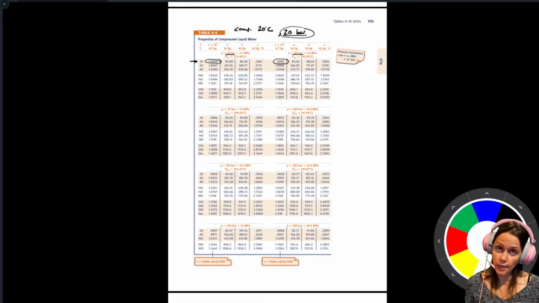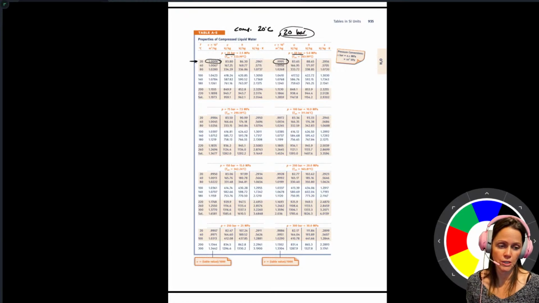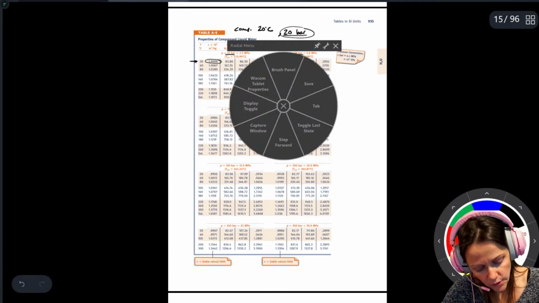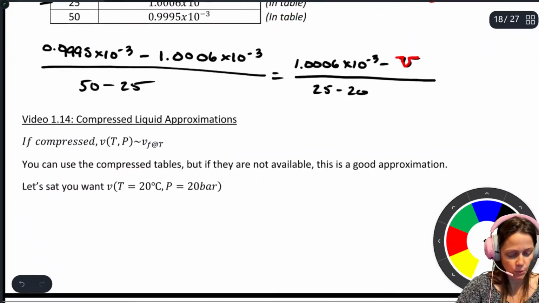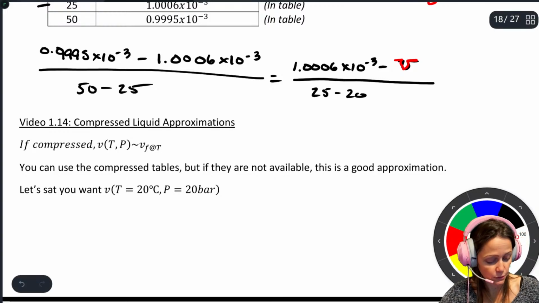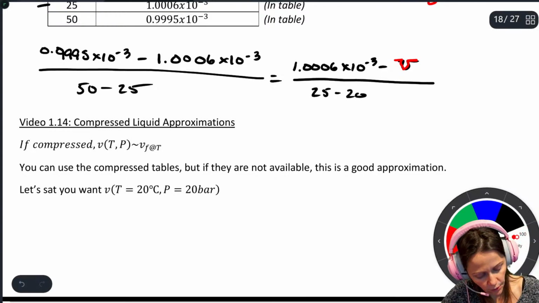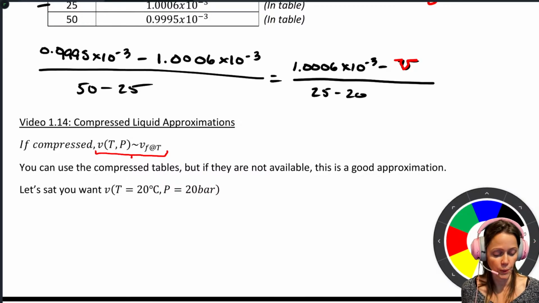We do have compressed tables for water in the packet that I've given you, but it's not uncommon not to have those. In fact, when we look at some of the refrigerants, they don't have compressed tables in your book for those refrigerants. And so we make compressed liquid approximations. If you figure out that it's compressed, you would say, okay, I know it's compressed, however, I know that the specific volume of this compressed substance is pretty darn close to the v sub f value at T.